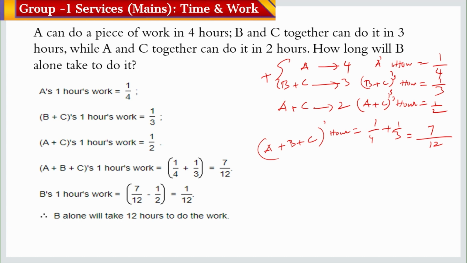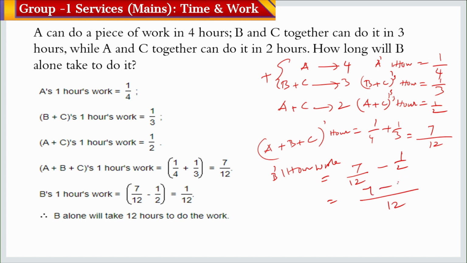Okay. Now, your required one is how long B will take alone to do it, correct? Now we want to know B's work. B's 1 hour work, how to get it? A plus B plus C's 1 hour work is 7/12. A plus C's 1 hour work is 1/2. When you consider 7/12, which is A plus B plus C's 1 hour work, minus A plus C's 1 hour work, that is 1/2, it gives B's 1 hour work. So the LCM is 12.